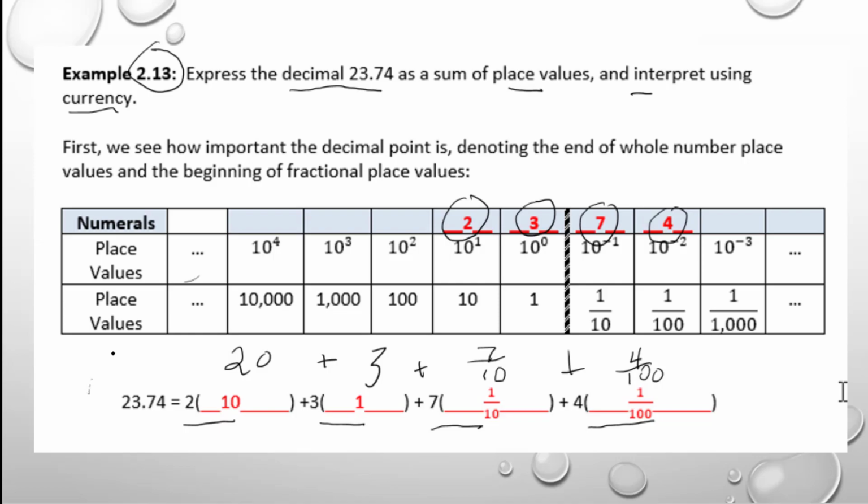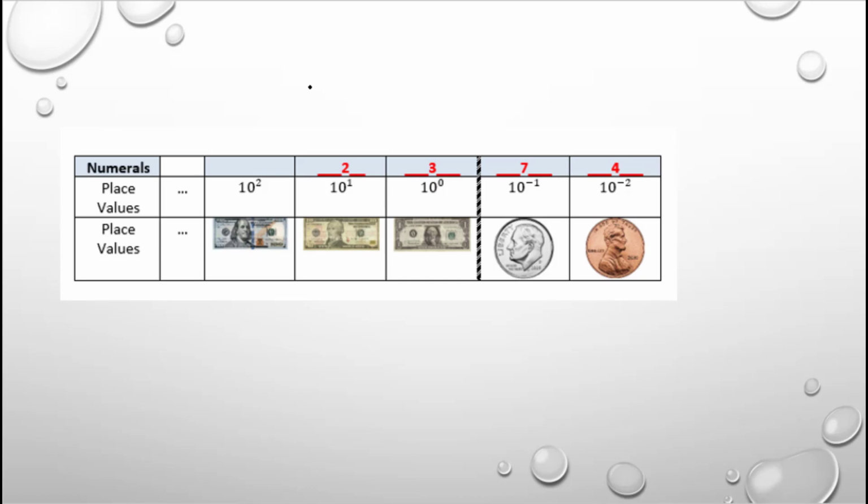Now let's look at it as currency. So briefly, we had 23.74, and we can interpret that using money. That would be 2 $10 bills, 3 $1 bills, 7 dimes, and 4 pennies. So this is what we added here. This is our decimal point.